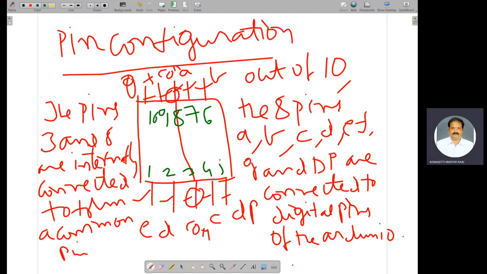Out of the 10 pins, 8 pins A, B, C, D, E, F, G and DP, the decimal point, are connected to digital pins of the Arduino. The remaining 2 pins, that means pins 3 and 8, are internally connected to form a common pin. This common pin is connected to ground or 5 volts, depending on the type of display.